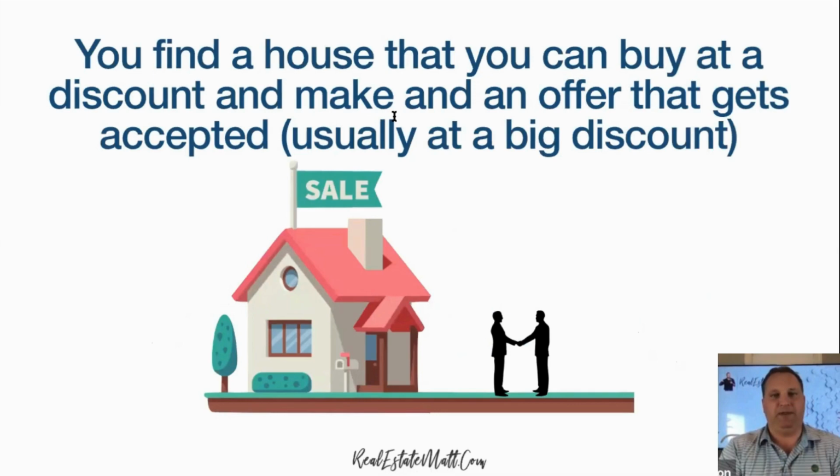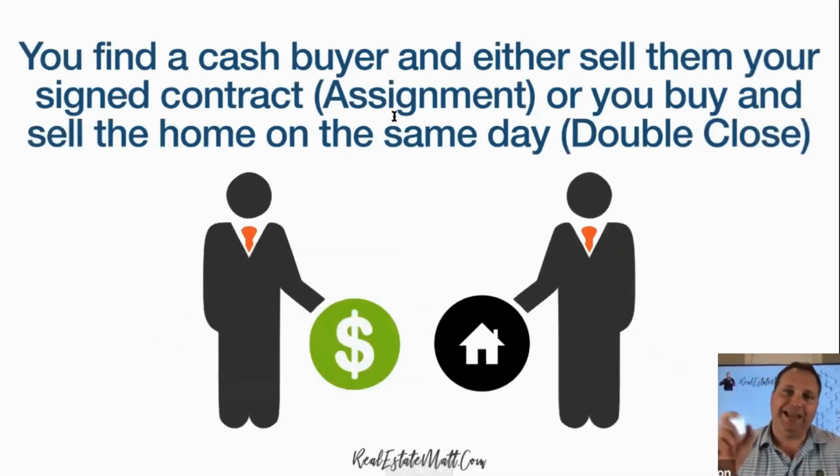Wholesaling is just simply you find a house that you can buy at a discount. You make an offer that gets accepted, usually at a big discount. And then you find a cash buyer that you can either sell the contract to, and that's called assigning the contract, or you buy and sell the home the same day. That's called a double close.